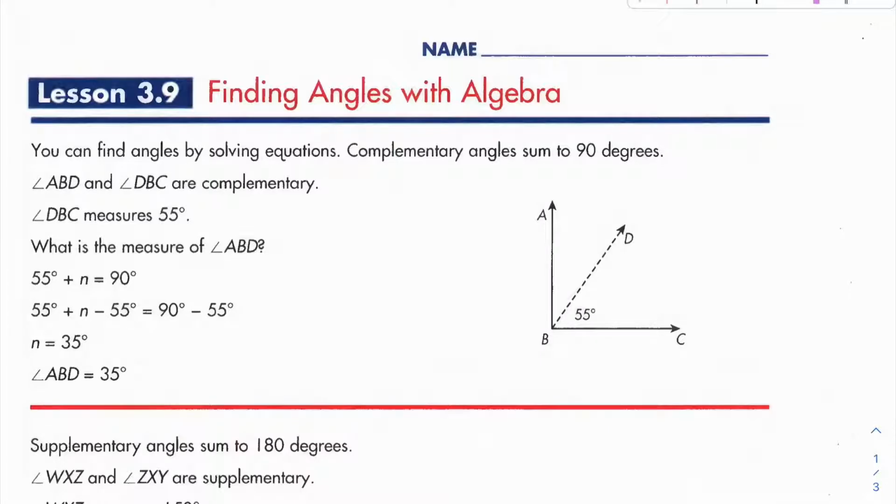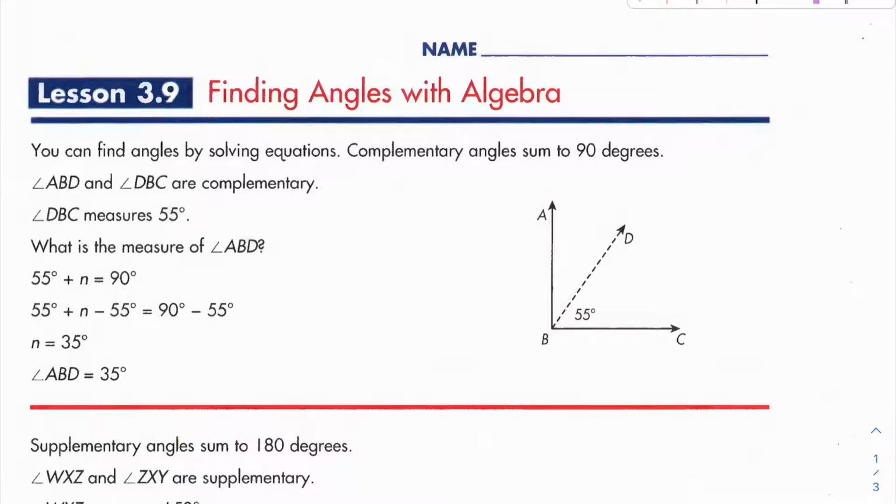In lesson 3.9, we will be working on finding angles with algebra. We will be using algebra to find missing angles dealing with complementary angles and supplementary angles. So let's get started. It says you can find angles by solving equations. Then recall that it tells you complementary angles sum to 90 degrees.